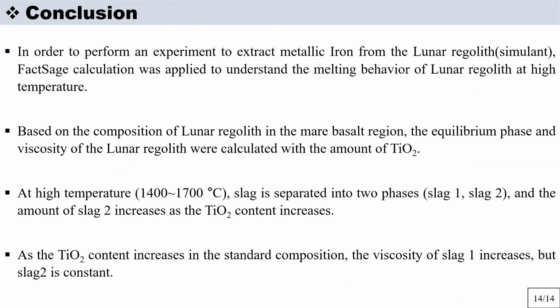That's the conclusion. Firstly, in order to perform an experiment to extract metallic iron from the lunar regolith, FactSage calculation was applied to understand the melting behavior of lunar regolith at high temperature. And based on the composition of lunar regolith in the Mare Imbrium region, the equilibrium phase and viscosity of lunar regolith were calculated with the amount of TiO2. At high temperature, slag is separated into two phases, slag 1 and slag 2.